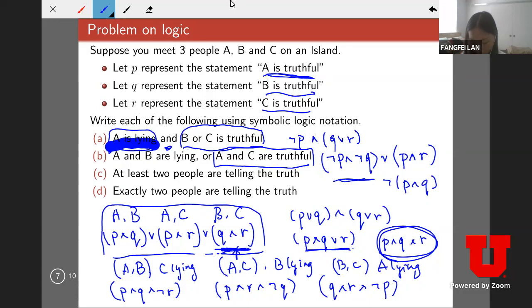So if we satisfy any one of them, it would be fine. So it would satisfy the whole statement. So we write or in the middle. These ors look like r's. Oh my God. Okay. Better.